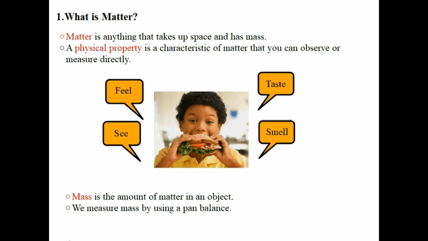Mass is also a physical property. It is the amount of matter in an object, and we measure mass by using a pan balance. The units of measuring mass are grams for lighter objects and kilograms for heavier objects.